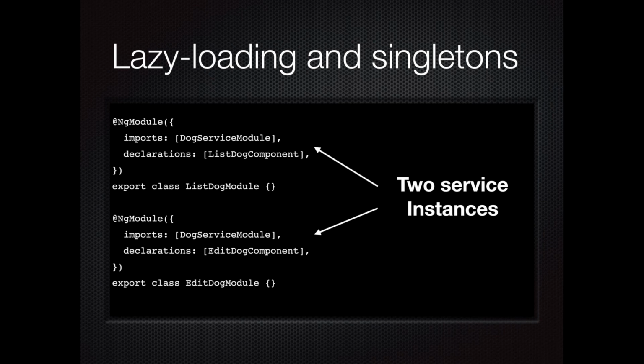Another potential friction point with lazy loading is imagine that we have a dog service that's contained in a dog service module, and then we have two separate lazily loaded page modules. This is a really good way to make sure that we're loading absolutely the minimum amount of code needed. But it turns out in this instance, we actually get two service instances. So those two imports each instantiate their own dog service. And if this was something that we were using to manage state, we wouldn't actually see state pass between these pages.